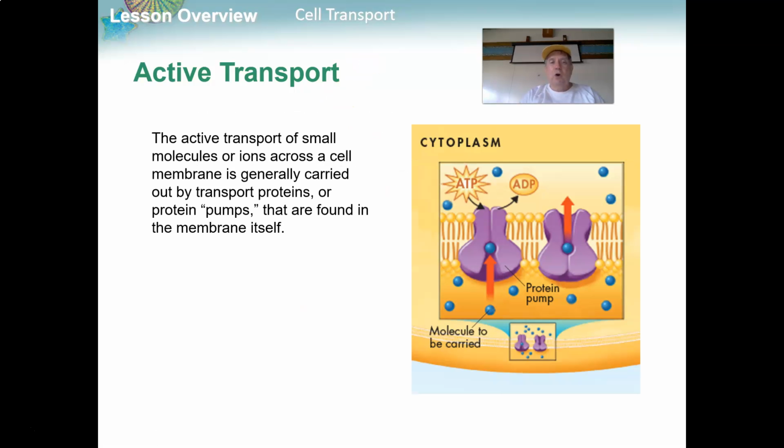The active transport of small molecules or ions across the cell membrane is generally carried out by transport proteins, or protein pumps that are found in the membrane itself. So if we remember, we talked about the cell membrane, we talked about the phospholipids, remember phosphate, lipids, and we talked about proteins that are embedded into the membrane. And when we talked about passive transport, we talked about proteins being used to help things get into the cell without using energy. Now with active transport, we have proteins inside the cell membrane that are protein pumps, and they require energy to move things in and out of the cell.